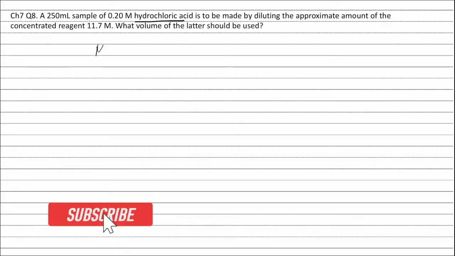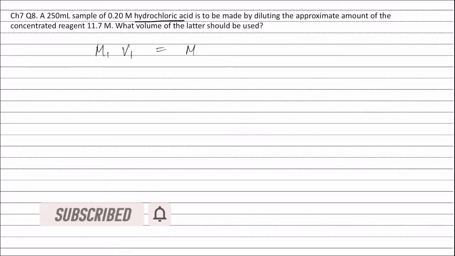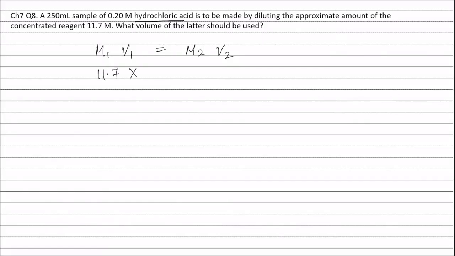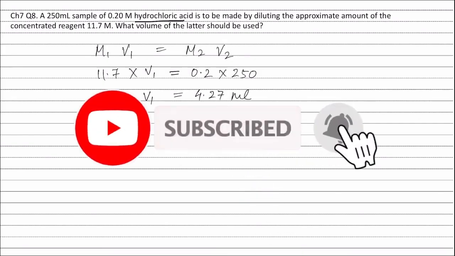Now applying the formula M1V1 is equal to M2V2. Now M1 is the molarity of the original solution, that is 11.7, into V1. V1 is the volume that we have to find out, is equal to molarity of the new solution, that is 0.2, into V2, which is 250 milliliters. Solving this equation, we will get the volume V1 equals to 4.27 milliliters.